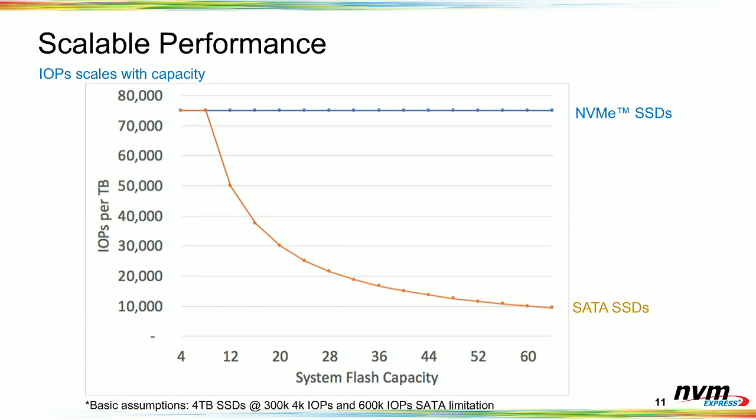But they also need an interface that scales with capacity. So they want IOPS that, when you get to the larger data sets, can scale linearly like you're showing here, whereas something like a SATA interface really doesn't scale when you get to the larger capacities.